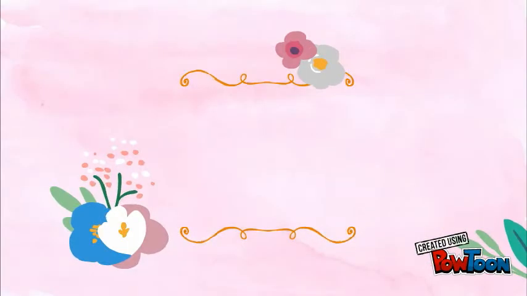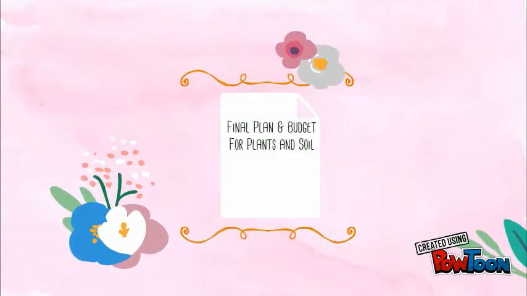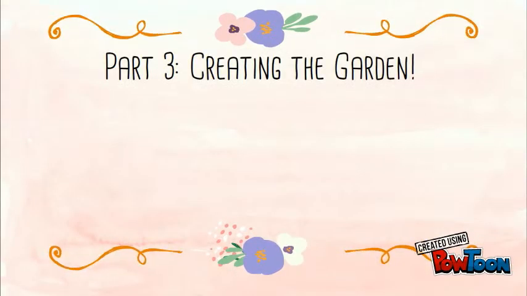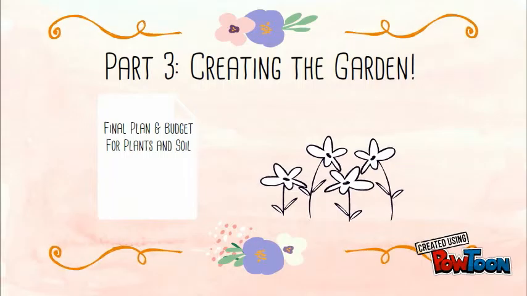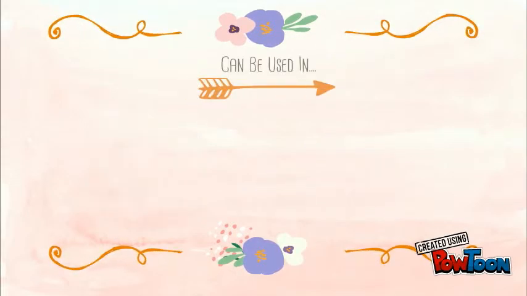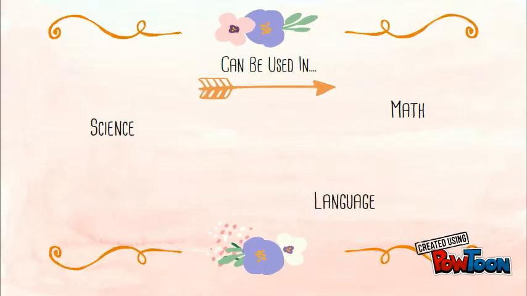Following this assignment, the class will collaborate together and determine what seeds and plants they will include in their class garden. Part 3. Creating the garden. The class will then obtain their materials and create their garden, all while updating and sticking to their budget. This project covers many subjects including science, math, and language, and can be adapted to fit into many others, such as social studies, health, and even art.